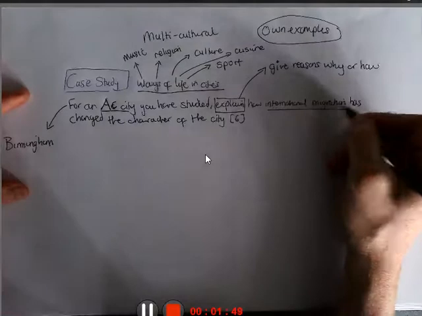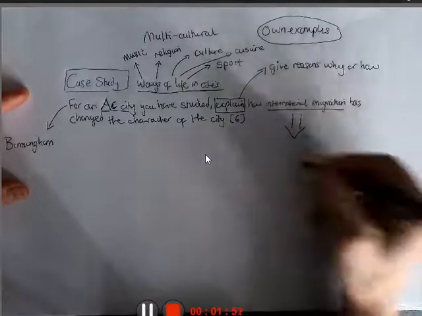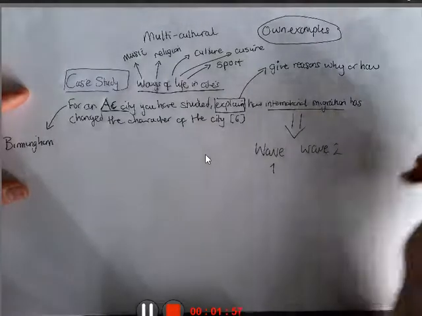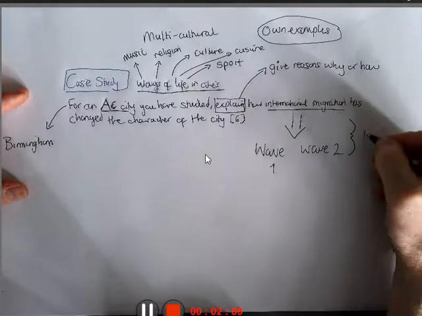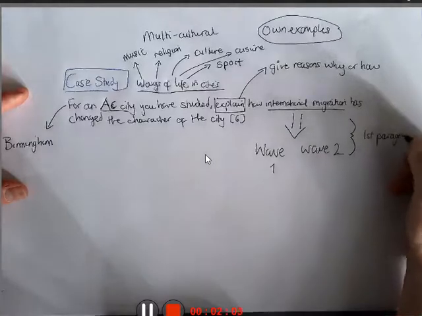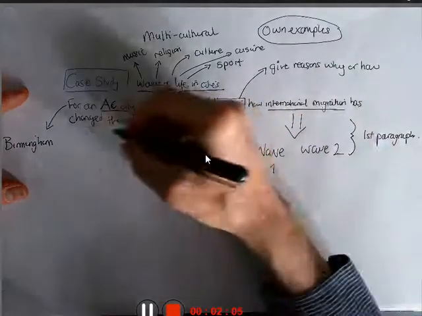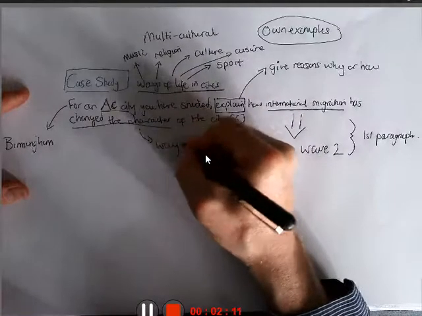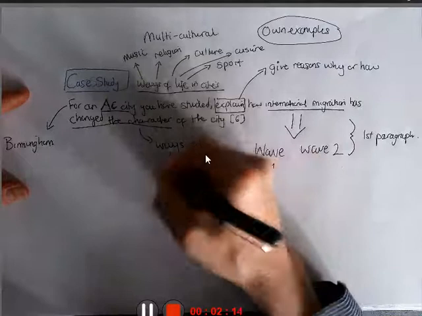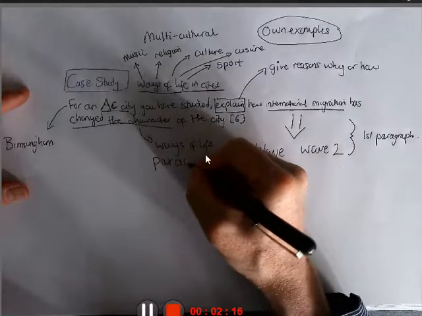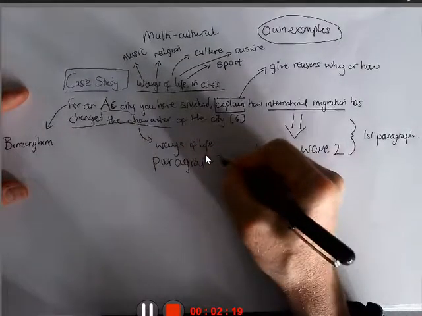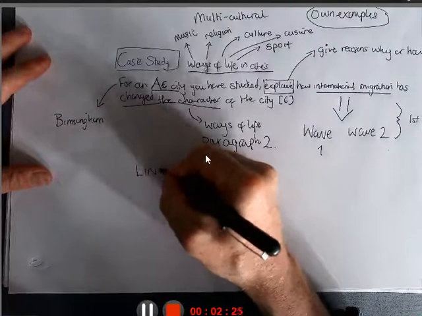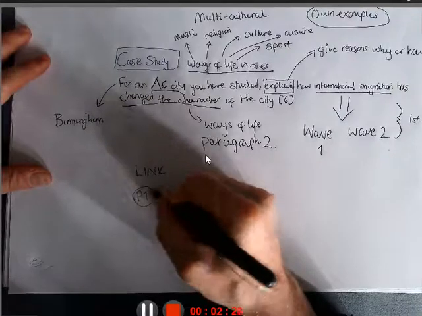International migration. Now this section here is going to form 2 waves, wave 1 and wave 2, and that is going to form your first paragraph. The second part is changing the character, so that is talking about what we've just spoken about above, ways of life, and that is going to form your paragraph 2. Our structure is going to be link, paragraph 1, paragraph 2.